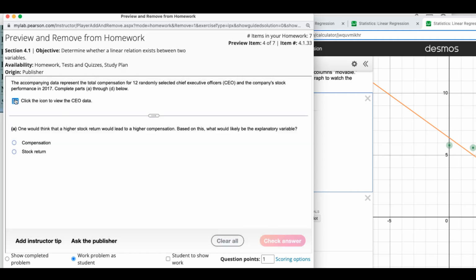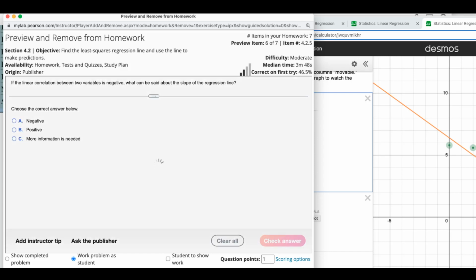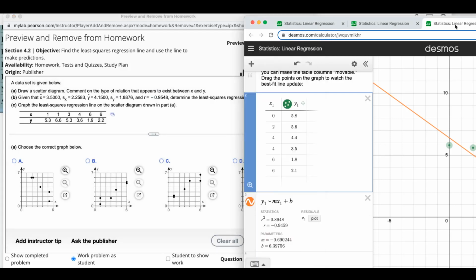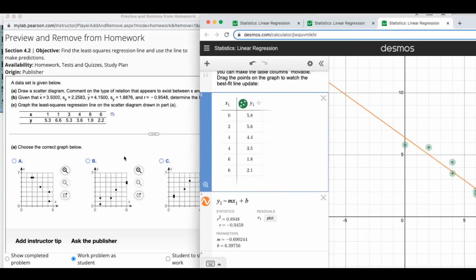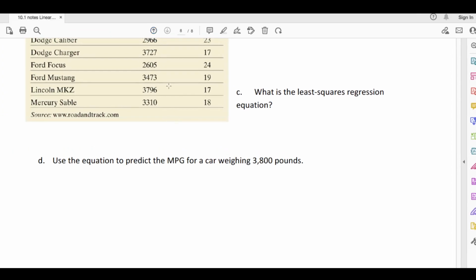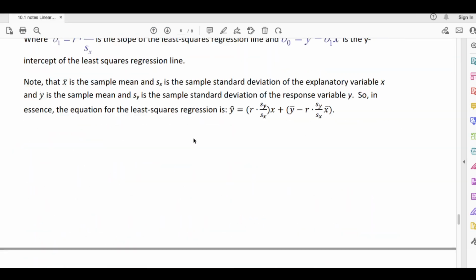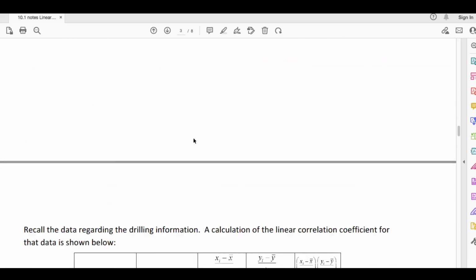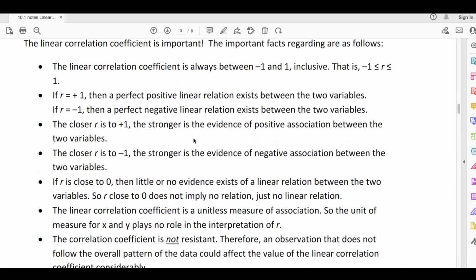Here also you can click this. Let's see. Yeah, just use this calculator to do some of the homework parts. But again, the thing that you will need to focus on is how to interpret R, which we talked about in the first part. Let me go right here. How to interpret R. Right here.